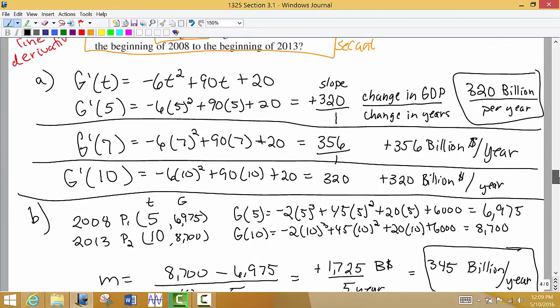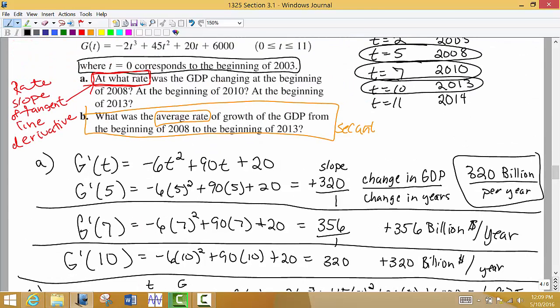Okay, so part A is asking us for a rate of change at one specific point along the curve, which is the slope of the tangent line. And then part B is asking us for an average rate, and it gives us 2 years, which means we're looking for the slope of the secant line. And that's just the good old-fashioned slope, the average rate of change over those 5 years.